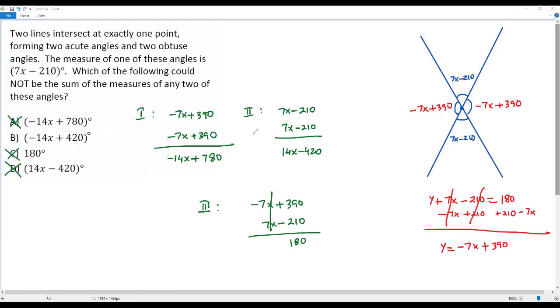So when I consider all the possible cases of a sum of two of the four angles, I don't find this one as a result over here or here or here. So this expression could not be the sum of the measures of any two of these angles. The correct answer choice for this question is B.